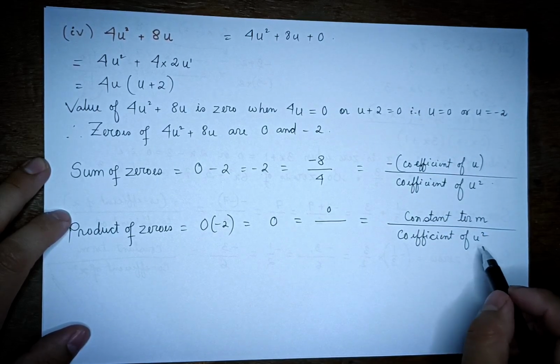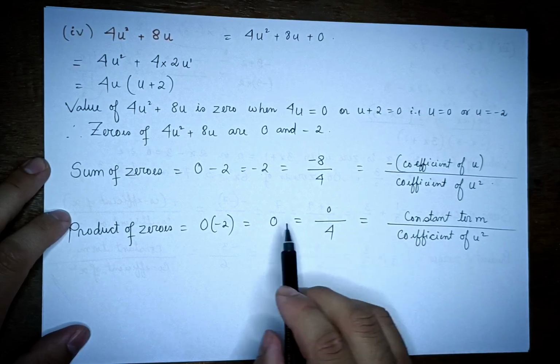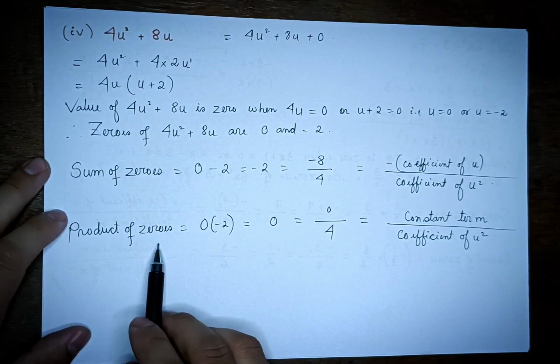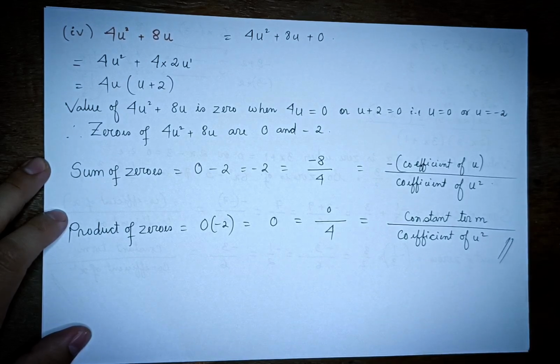What is our coefficient of u square? Coefficient of u square is 4. Dividing these two, we get 0. So 0 is equal to 0. Therefore, product of zeros is equal to constant term divided by coefficient of u square. Here it finishes.